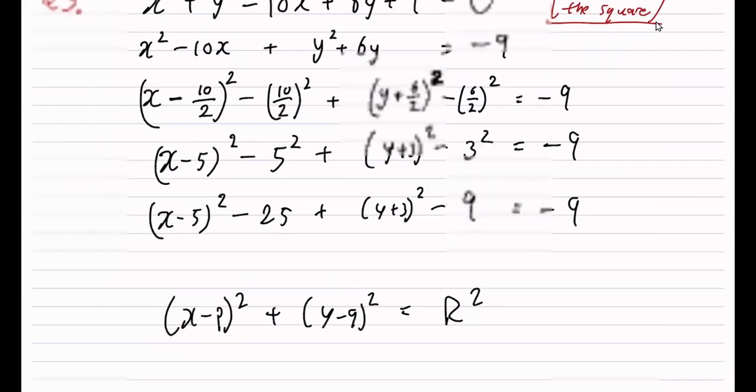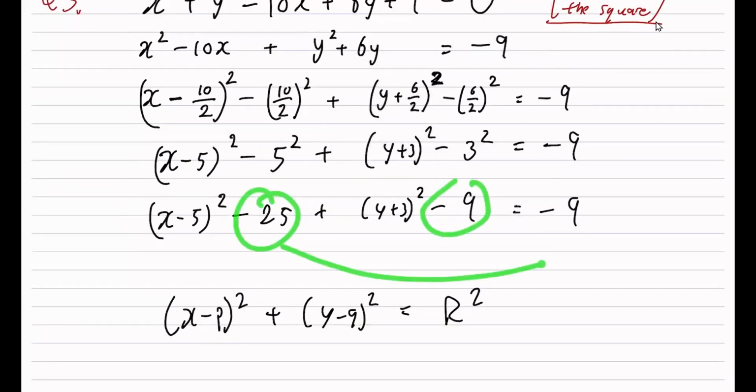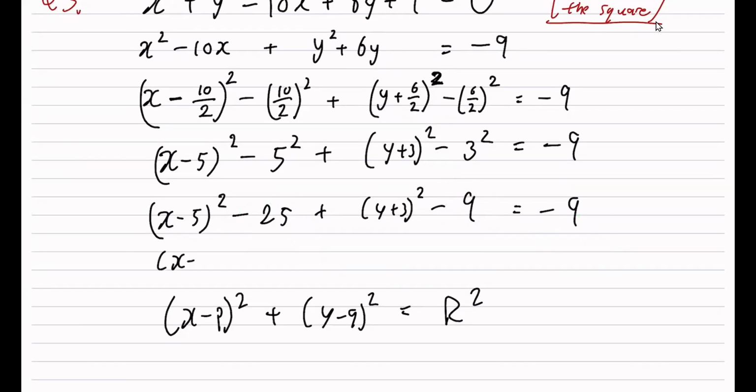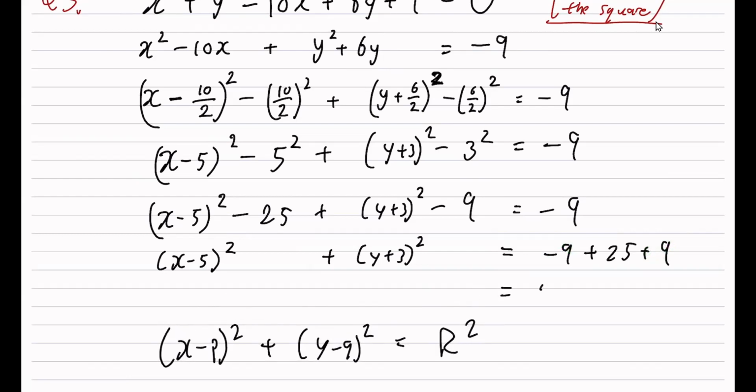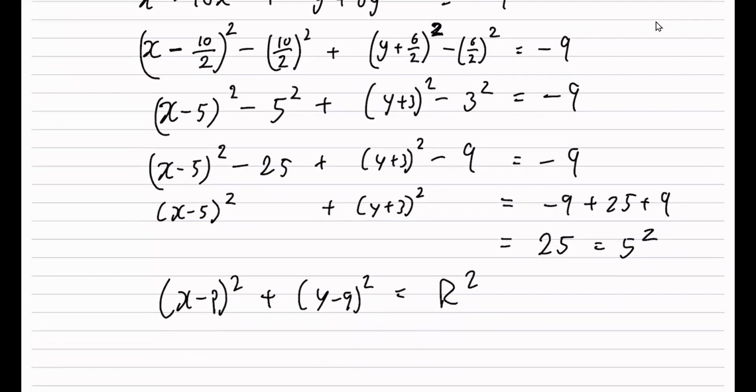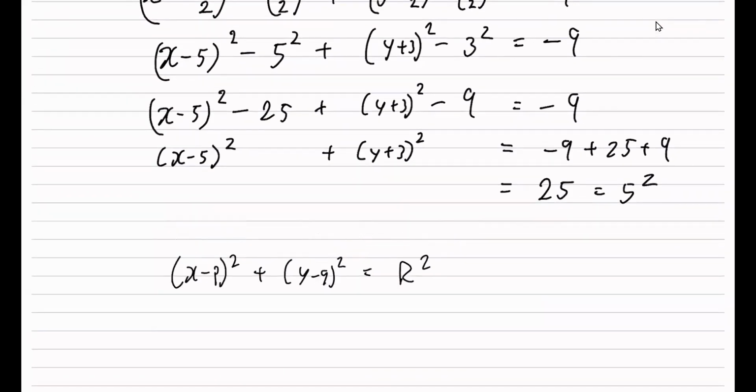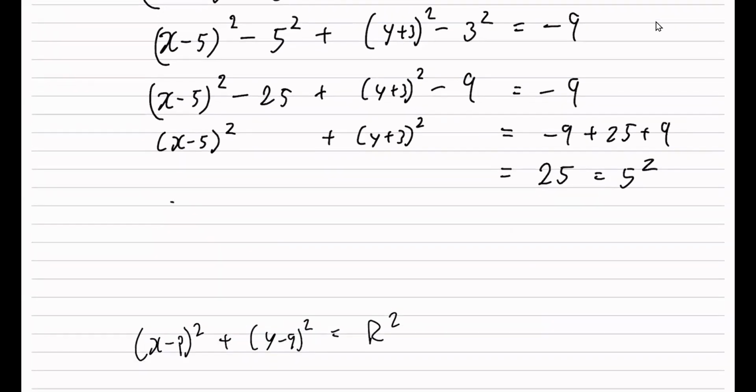Then what do you do now? You see constants here? Throw them away. I want them on the right side only. So I'm left with negative 9 plus 25 plus 9. Coincidentally, the minus 9 and plus 9 cancel off. Usually they won't be so nice, I just pick a good example. And then you get 25. What's 25? It's 5 squared. Then from here, can you deduce what the center and the radius are?